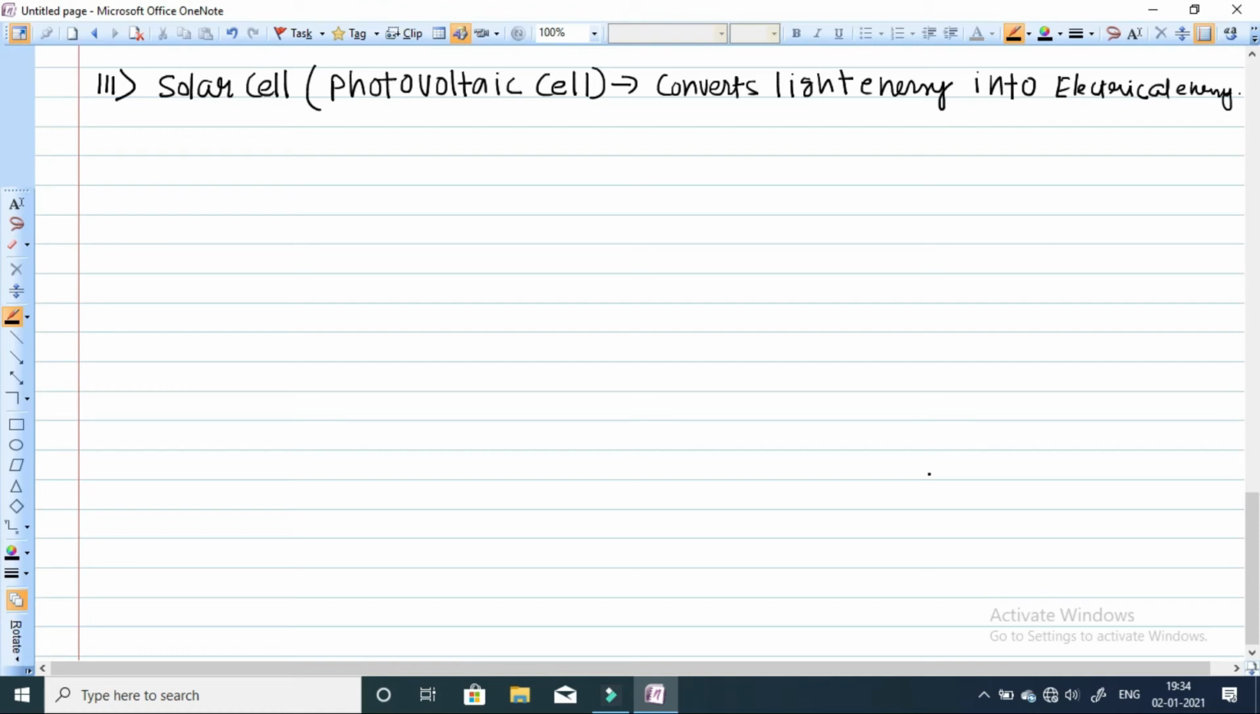Now moving to the next topic. Basically, a solar cell is a PN junction which generates EMF when solar radiations fall on the PN junction.